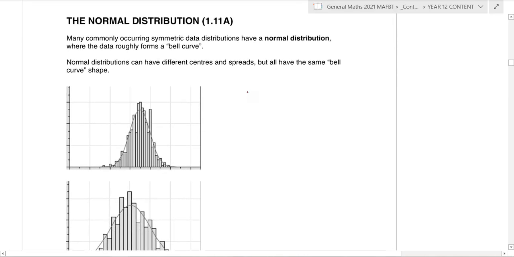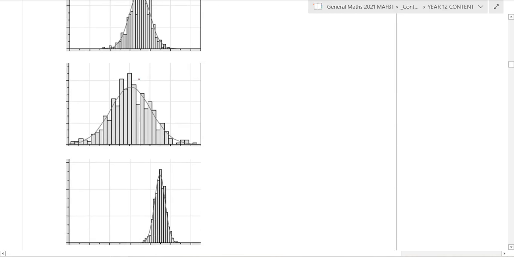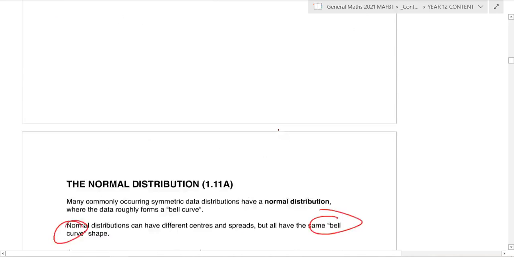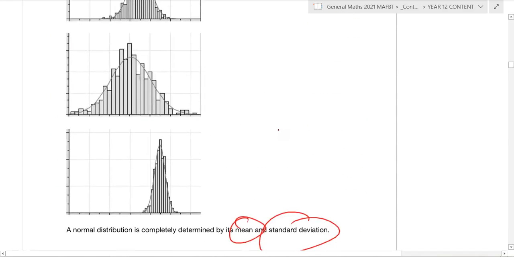So normal distributions can have different centers and spreads, but again, they all have the same shape, which is a bell curve. Sometimes you'll find data that's very much grouped like this. Other times it's a bit more spread out like this. Sometimes you'll find data that's on the higher end of the scale, but again, still keeps the bell curve. Okay, a normal distribution is completed by determining its mean and standard deviation. So these two are very important, which we learned how to find here, the mean and standard deviation on our CAS. So you need to have your CAS for this.